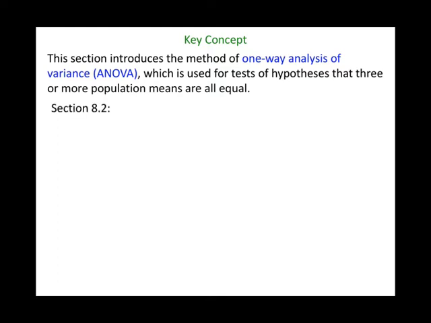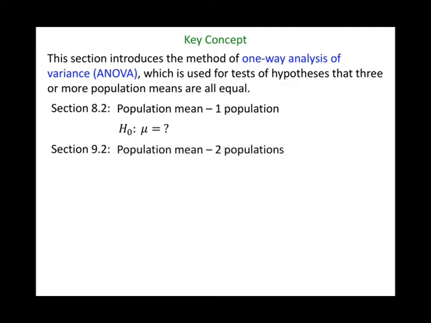Recall that in session 8.2, we have the population mean. At that time, we only have one population. So my null hypothesis, we're going to test if the population mean is equal to a value. Session 9.2, we're still working on the hypothesis test for the population mean, but this time it involves two populations. So my null hypothesis will be population mean 1 equal to population mean 2.